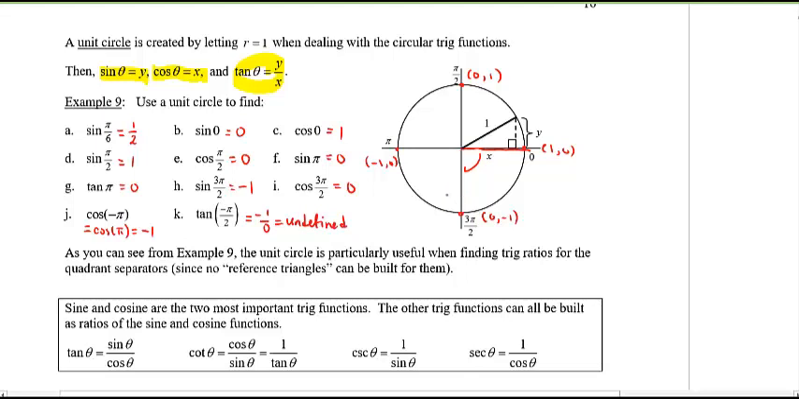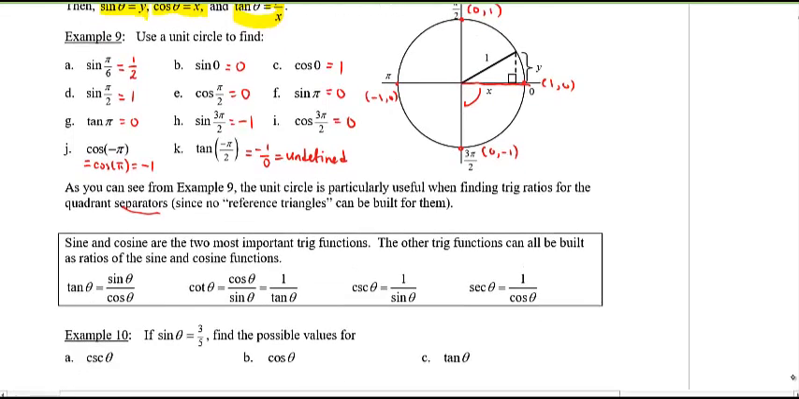Okay, so as you can see from example 9, the unit circle was very useful when finding trig ratios for quadrant separators, meaning on the actual x or y axis, since, of course, there are no reference triangles there. Okay? Hopefully you know this as well. These are what they call the quotient identities. Tangent is defined as sine over cos, and then cotangent is defined as cos over sine. Those are all helpful, because pretty much everything can be brought down to just sine and cosine.